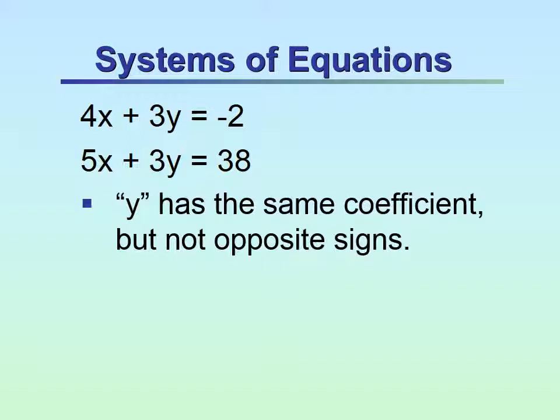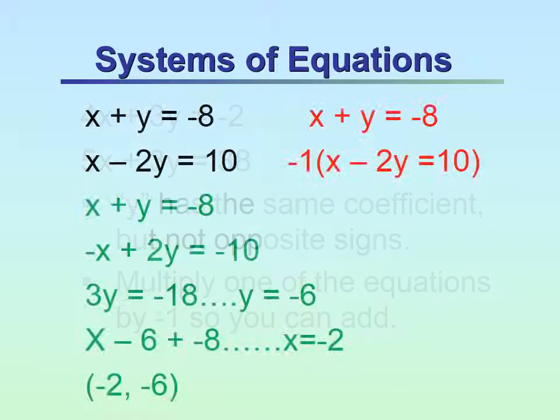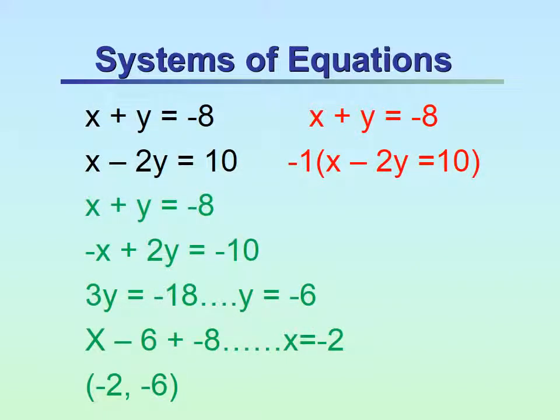Well, what we can do is multiply one entire equation by negative 1. If we multiply the entire thing by negative 1, that will make it a negative 3y, and so it will cancel. The only thing is if we multiply by negative 1, we have to multiply each and every term on both sides of the equal sign by negative 1 as well. So let's see what that looks like.